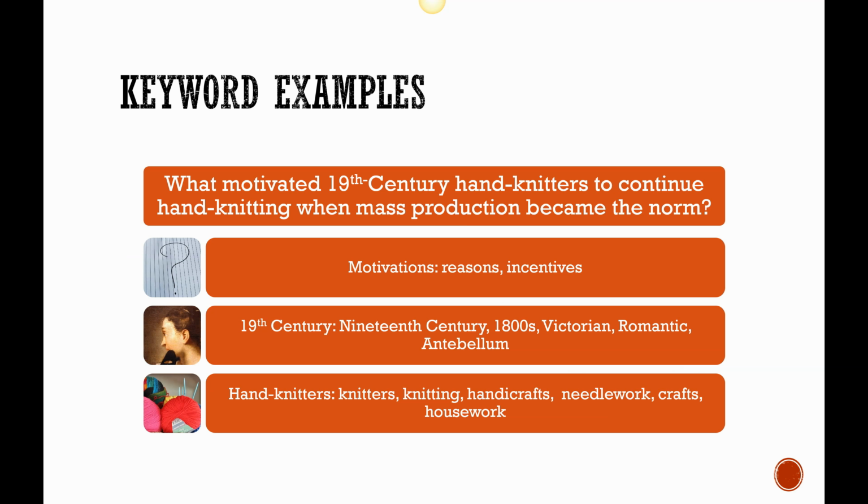As an example, here's a research question. What motivated 19th century hand knitters to continue hand knitting when mass production became the norm? I've broken this question into 3 ideas: motivations, 19th century, and hand knitters. Then I've come up with some synonyms for each of these ideas. I can try different combinations of these in keyword searches until I find a combination that works well. Keyword searching is often about trial and error.